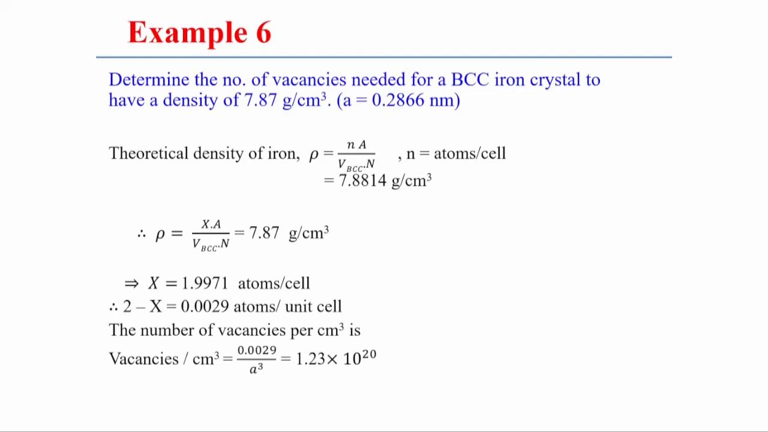Here we see rho equals n A divided by V_BCC N_A, where N_A is the Avogadro's number and n represents the atoms per unit cell. This is the simple formula for estimating the theoretical density of a specific crystal structure. If we know the specific crystal structure, the atomic weight A, the volume V_BCC and N_A, and the lattice parameter is well defined, we can easily estimate the theoretical density of our material. Once the material is defined, the crystal structure is also defined.